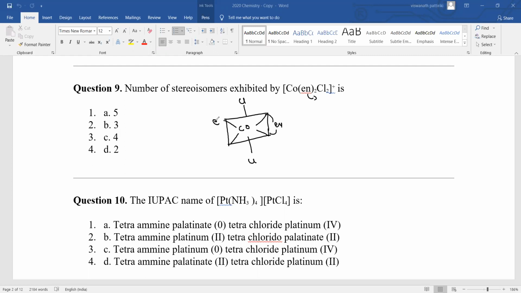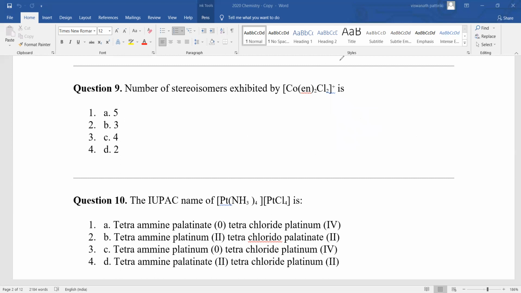So this is the trans form. And if you write the cis form for this one, in the case of the cis form, these are side by side, right? So this is en like this, and here also en like this, and Cl. This cis form has a mirror image. As this cis form has a mirror image, this is 1 and its mirror image is 2, and the trans form is 3. So the total number of isomers is 3.